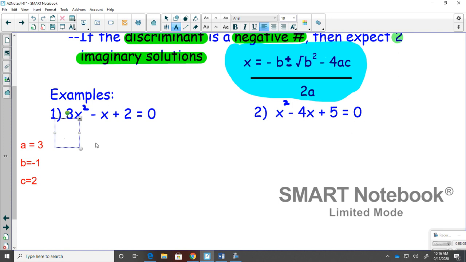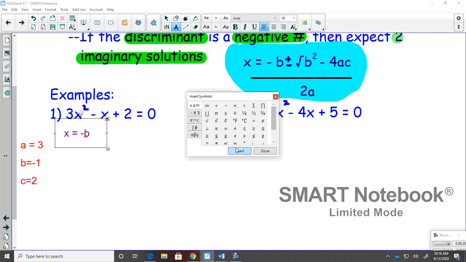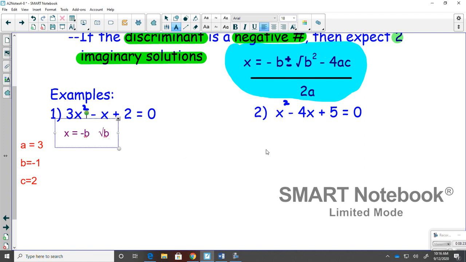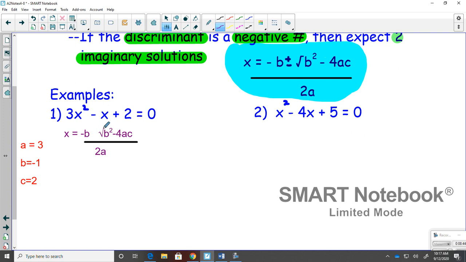All right, so I'll write the formula back down one more time. x is equal to negative b, plus or minus the square root of b to the second minus 4ac, all divided by 2a. Okay, and then your job is to substitute all the values, 3, negative 1, and 2, in place of these letters.